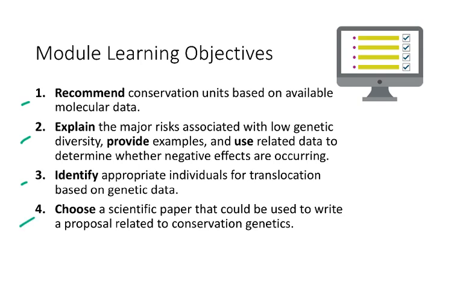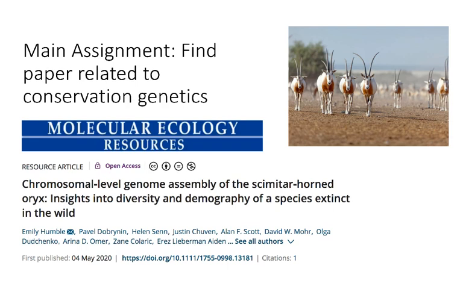And like we've been doing, choose a scientific paper that could be used to write a proposal related to conservation genetics. So for that main assignment, here is one paper that I found yesterday. I think I used the search terms molecular ecology and conservation genetics. This is a really cool paper that came out just earlier this year in 2020. And they were looking at genome assembly of this particular type of oryx, which is shown here.